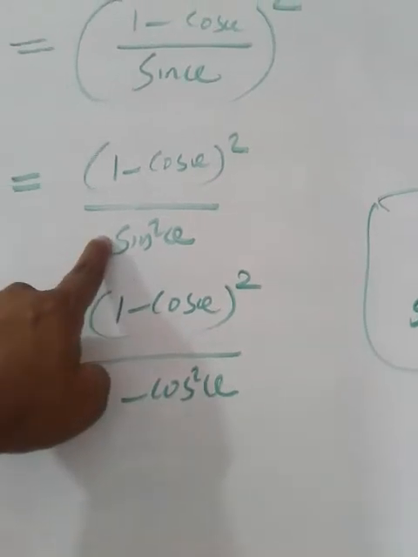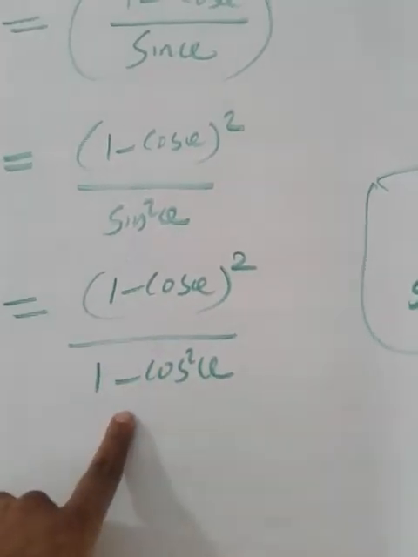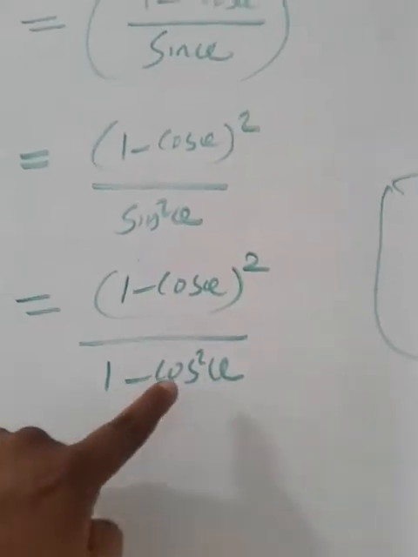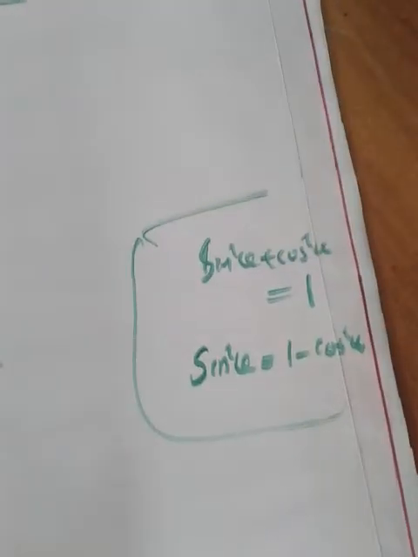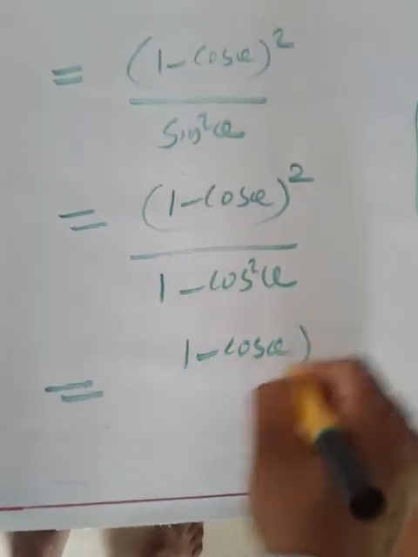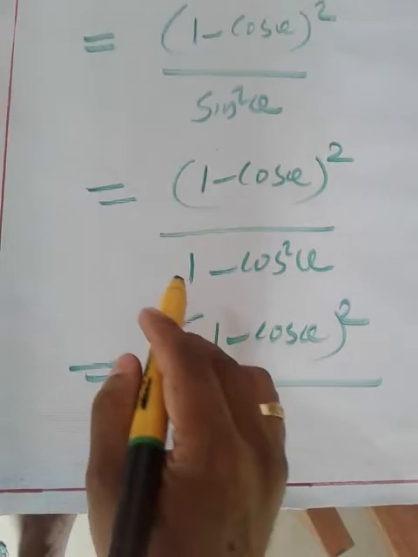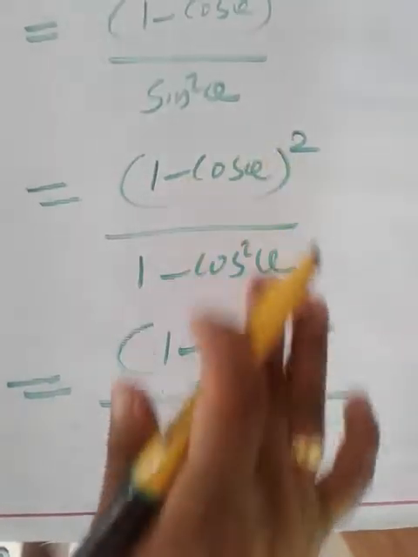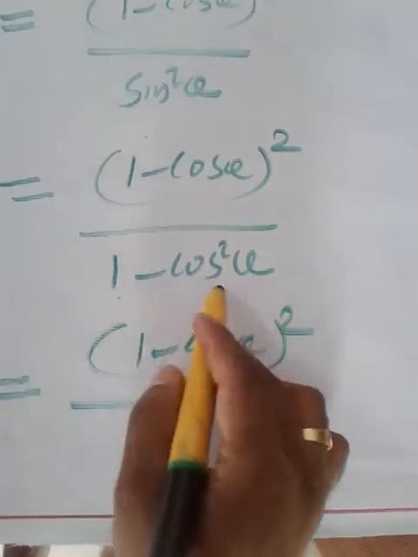Because I can replace sin square theta by 1 minus cos square theta, since 1 minus cos square theta is nothing but sin square theta from this identity. You may have understood. Are you following me? And the next step is 1 minus cos theta all square as it is. Denominator is 1 minus cos square theta. Numerator I am not going to disturb.